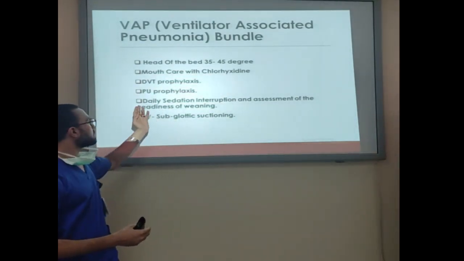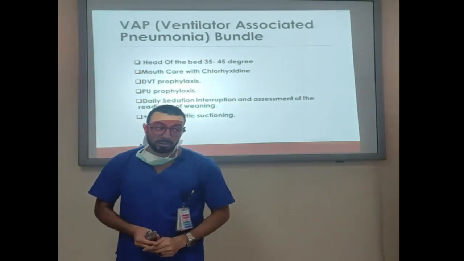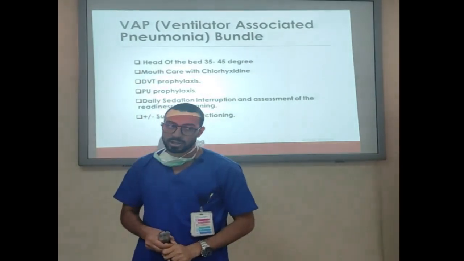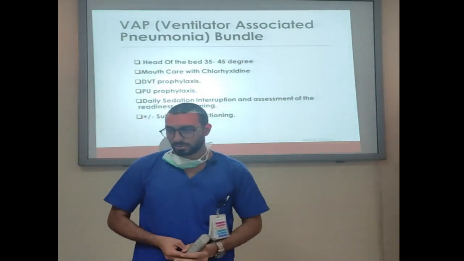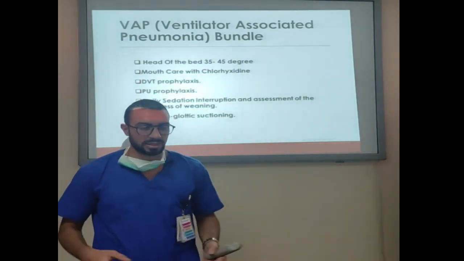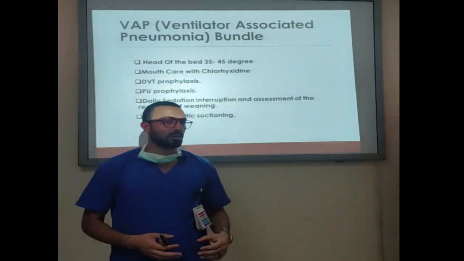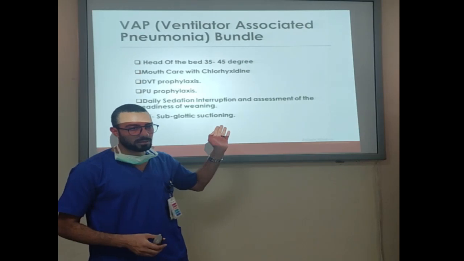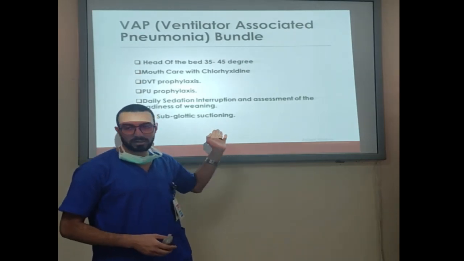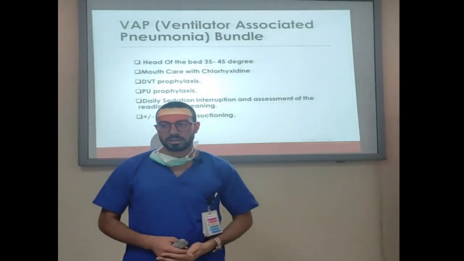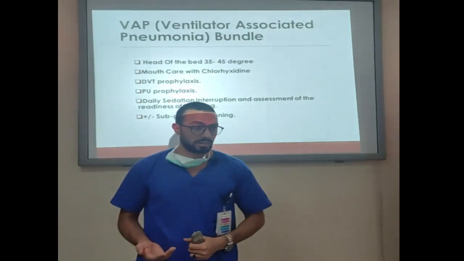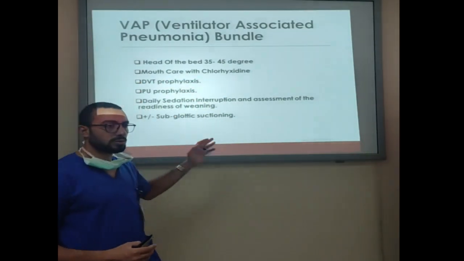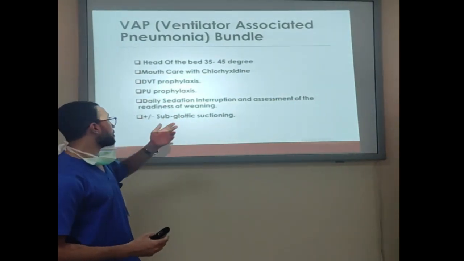So DVT prophylaxis, and peptic ulcer prophylaxis, this is from the psychological trauma. The ventilator patient all the time has a bad psychological status because the ventilator is very bad, by the way. So all the time we should prevent it by giving medications like pantoprazole, proton pump inhibitors, PPI, to prevent the peptic ulcer.